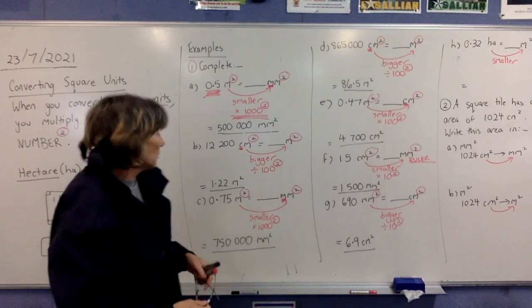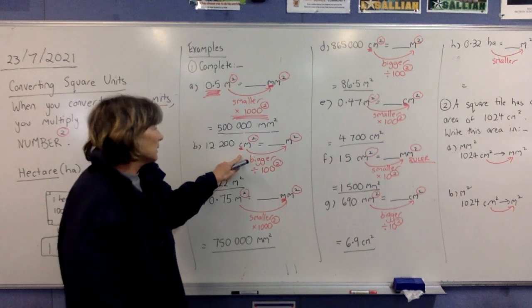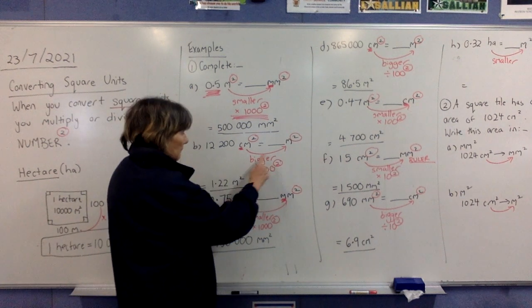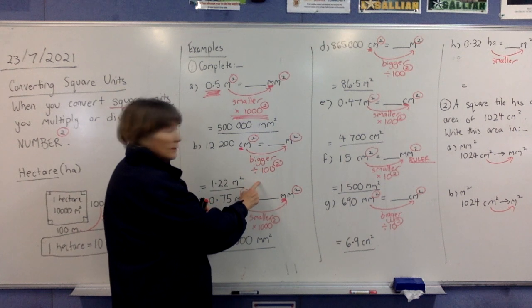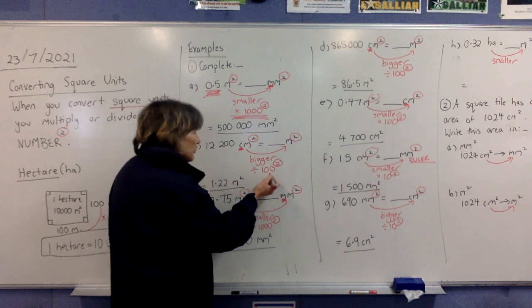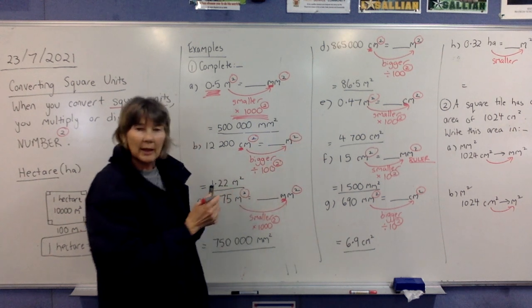Okay, let's look at the next one. So we have 12,200 centimetres squared. We're going to metres squared. So we're going to a bigger unit. When we go bigger, we divide. Here's your prefix. Centi is 100, and then if that's squared and that's squared, you have a squared there.